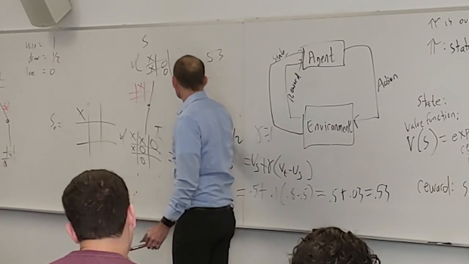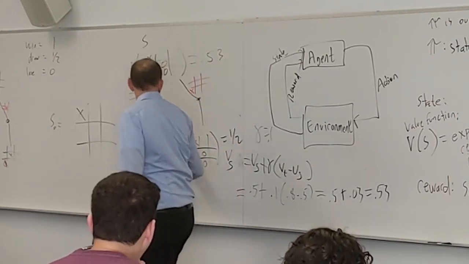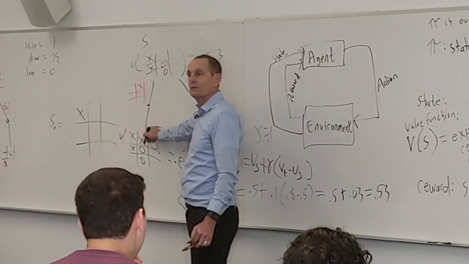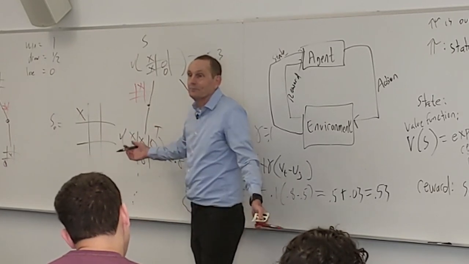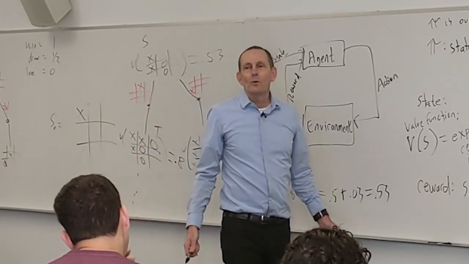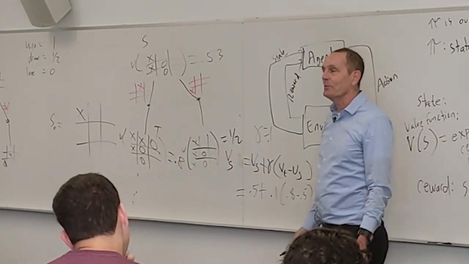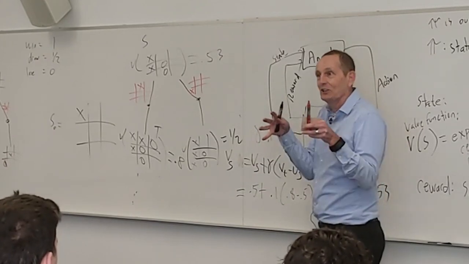Are we going to try and choose this one instead of this one? No, this one's 0.8, this one's 0.5. Clearly, this one's better. Because we're just learning, right? So, there's a problem in acting greedily. And the problem is, you might be fixating on something too soon.